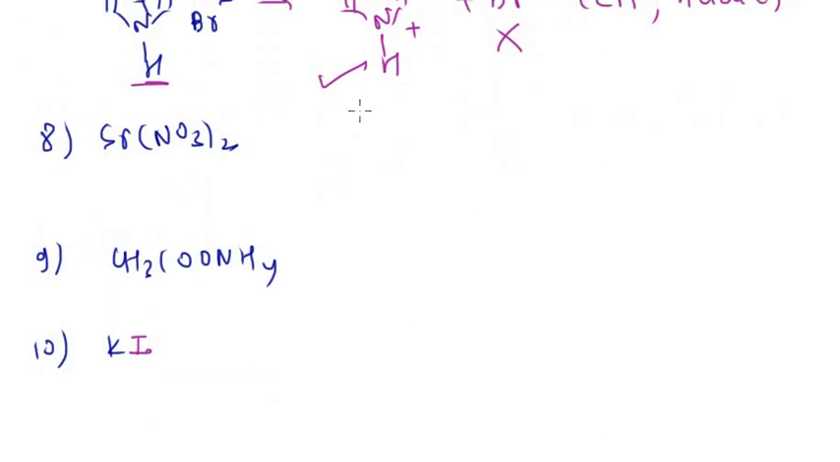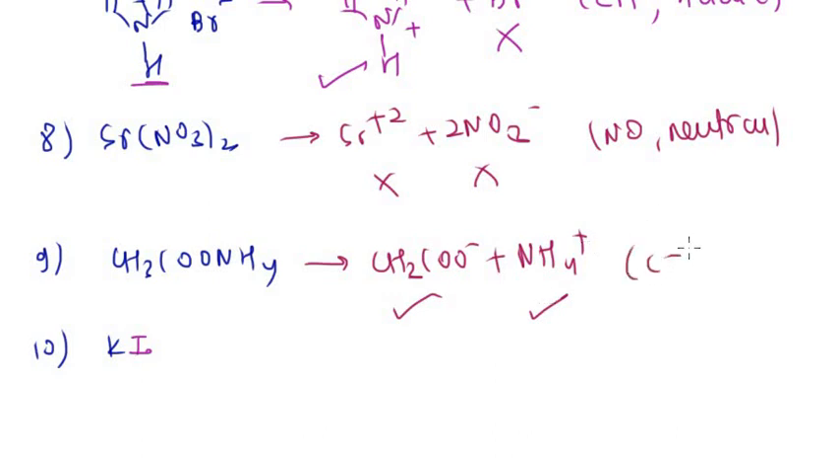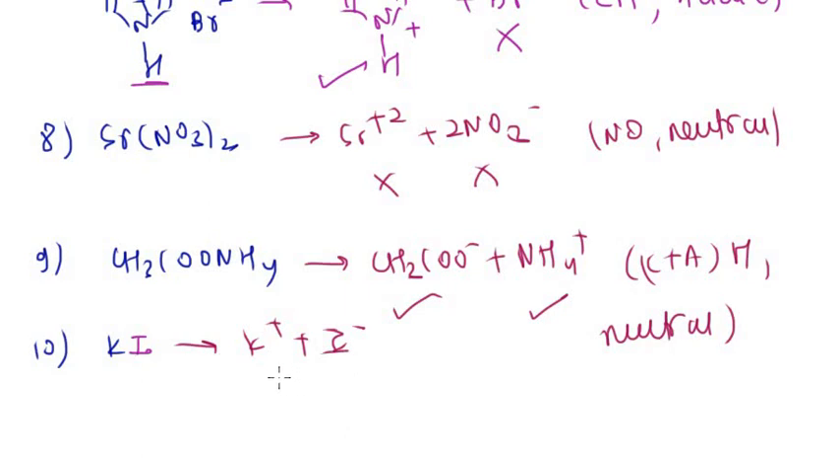Next, Sr plus 2 and NO3 negative. Neither will undergo hydrolysis, so there is no hydrolysis and the solution will be neutral. Then CH3COO negative plus NH4 positive: both will undergo hydrolysis, so it is cationic plus anionic hydrolysis, but still the solution will be neutral. Finally, K plus and I negative: both will not undergo hydrolysis, so there is no hydrolysis and the solution will be neutral in nature.